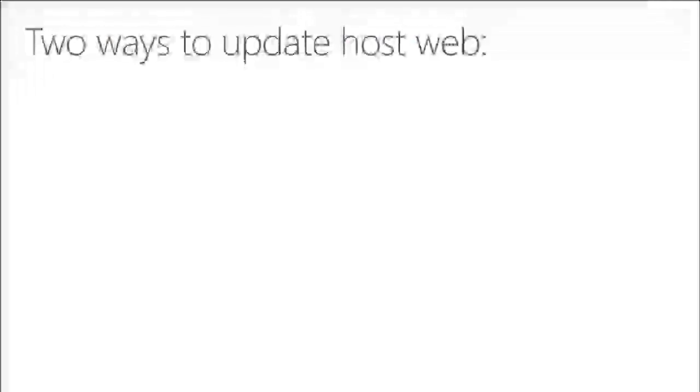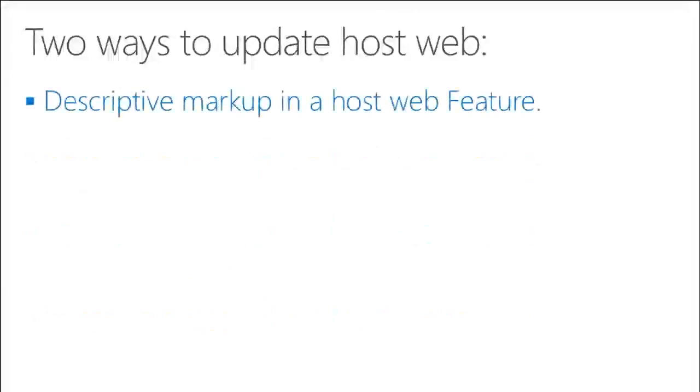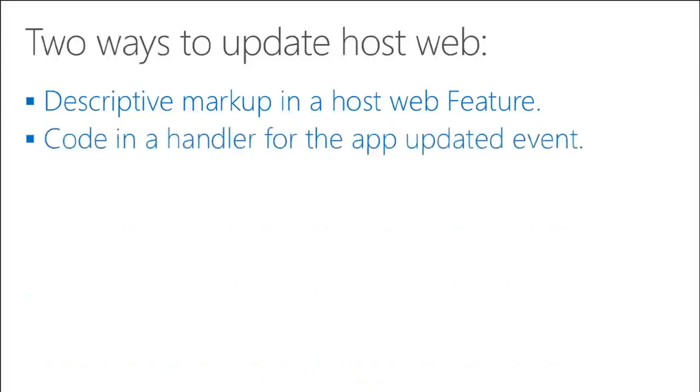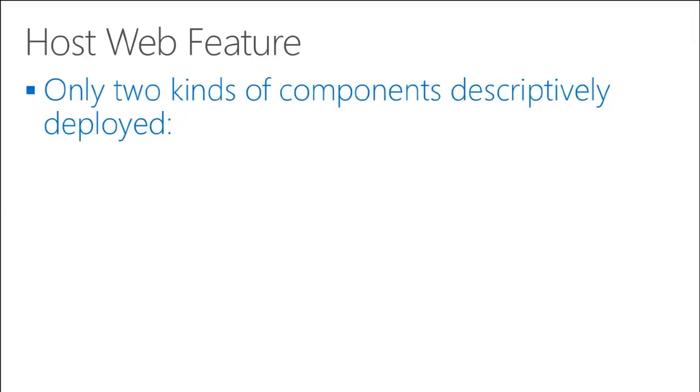How about the host web? Okay, there are 2 ways to update the host web. You can use descriptive markup in a host web feature, or you can use imperative code in the handler for the app updated event, which I'll be talking about later. Now, first let's talk about the host web feature. There are only 2 kinds of components that can be descriptively employed, an app part and a custom action. And according to Rob Liefert's keynote last Monday, there will very soon be a 3rd one, a custom file type handler that you can add in there.